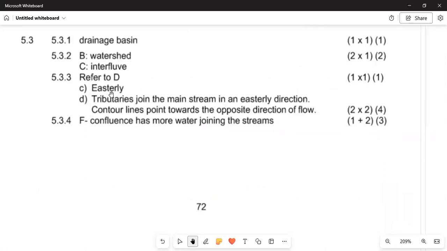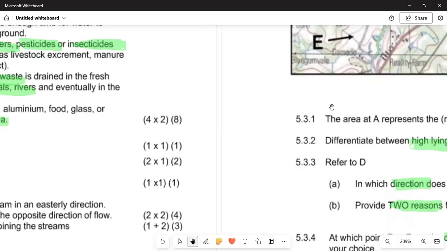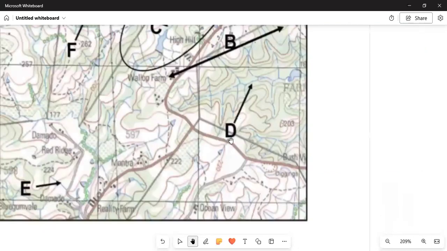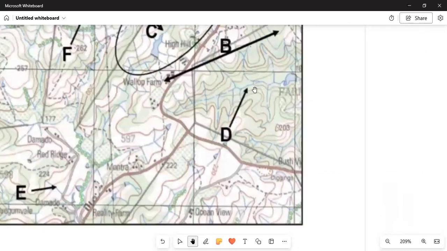And then we are saying, why is that the case? It is because the tributaries join the mainstream in an easterly direction. And the contour lines point towards the opposite direction of flow. And then that is the answer. So we can see that the flow here is going northeasterly. That is why we are saying easterly, because the tributaries are joining at that place.